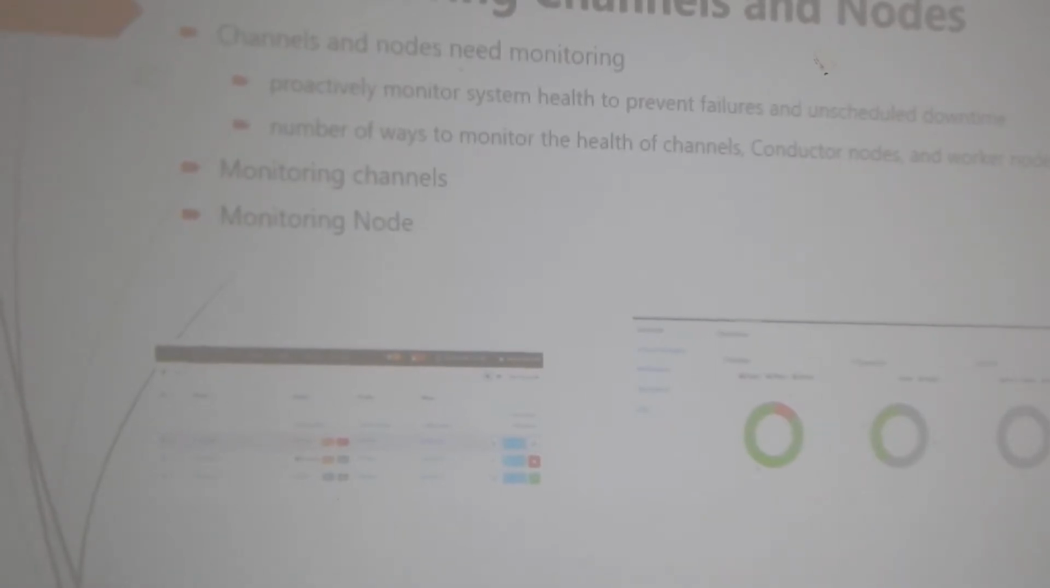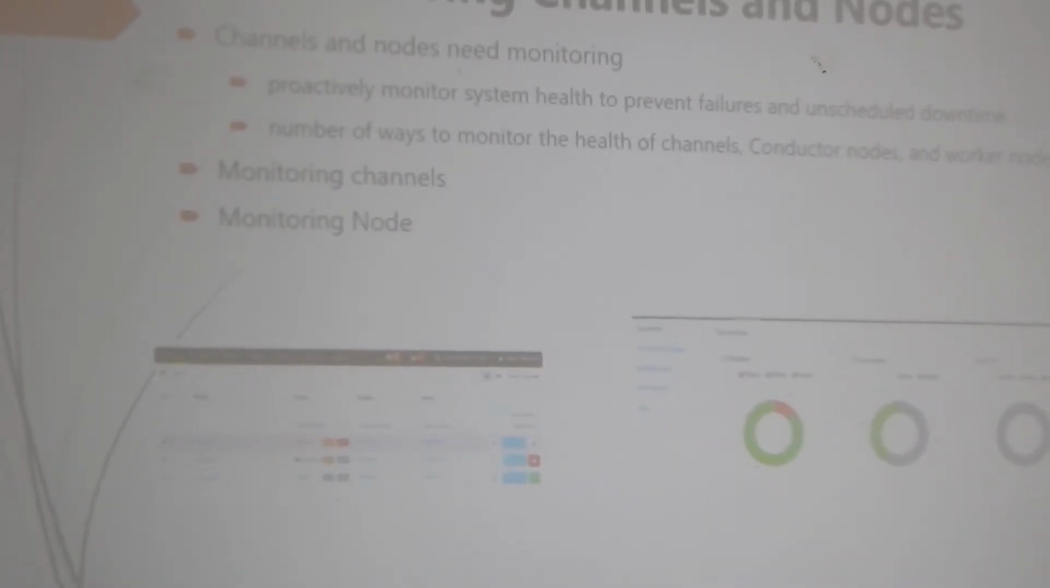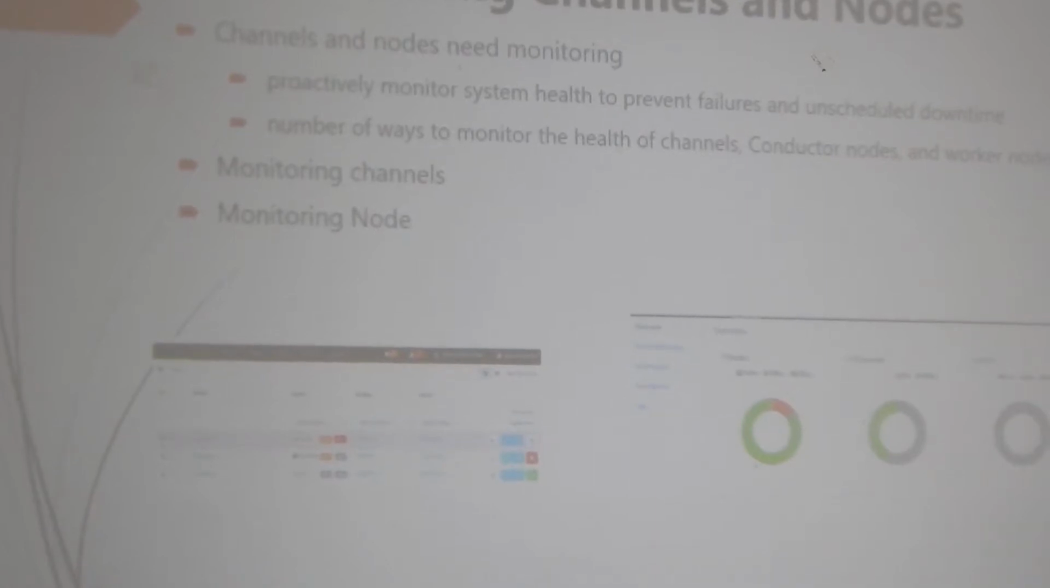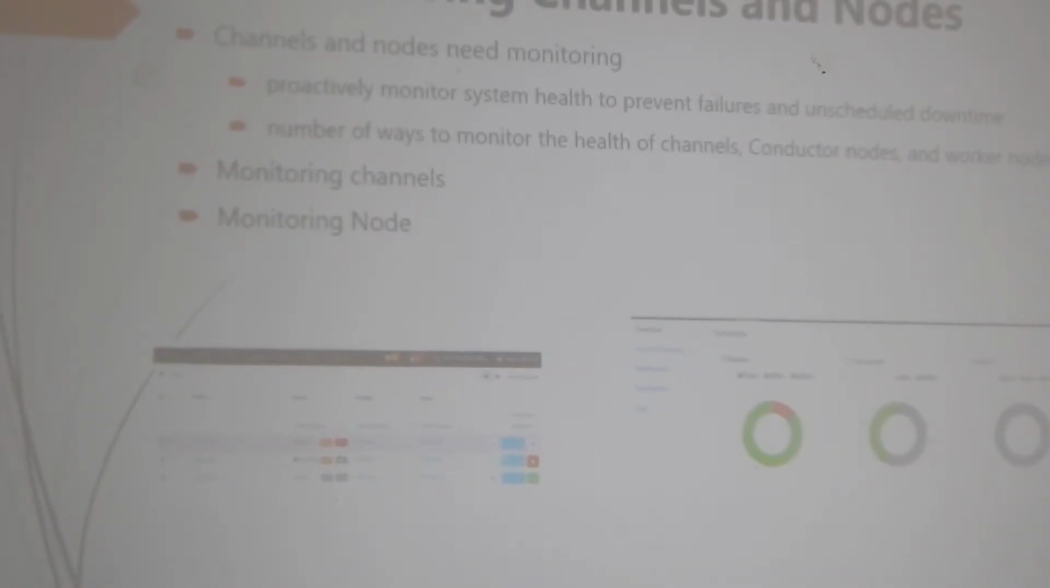CentOS is the OS which is provided by Red Hat. Red Hat provides wide support. It is the server type OS, CentOS.